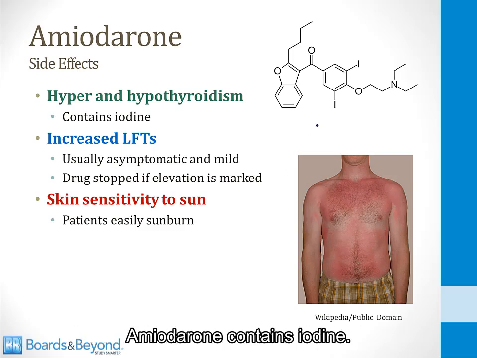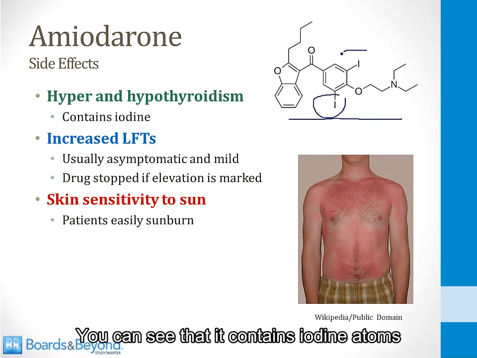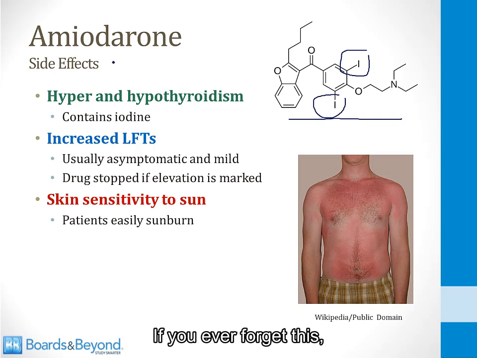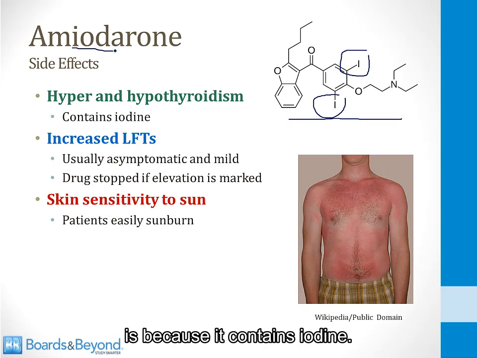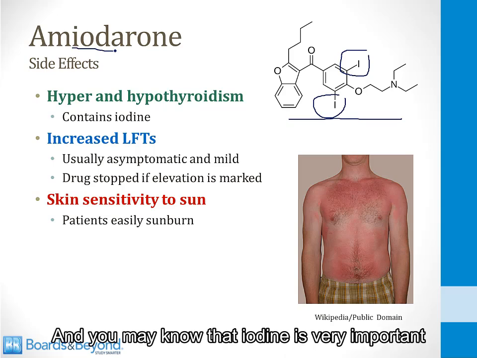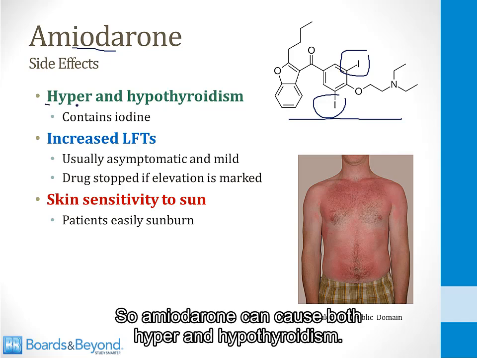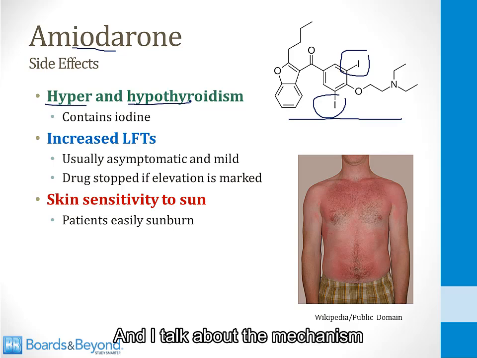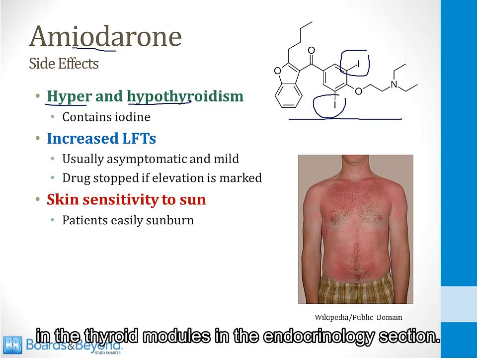Amiodarone contains iodine. This is amiodarone's molecular structure shown on the screen. You can see that it contains iodine atoms as part of the molecule. If you ever forget this, the reason the word IOD is in amiodarone is because it contains iodine. And you may know that iodine is very important for synthesis of thyroid hormone, so amiodarone can cause both hyper and hypothyroidism. And I talk about the mechanism of these two adverse effects of amiodarone in detail in the thyroid modules in the endocrinology section.